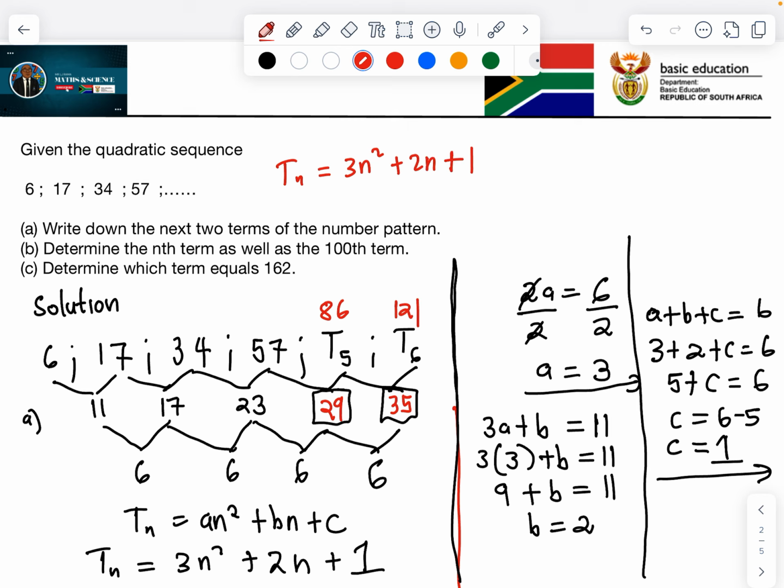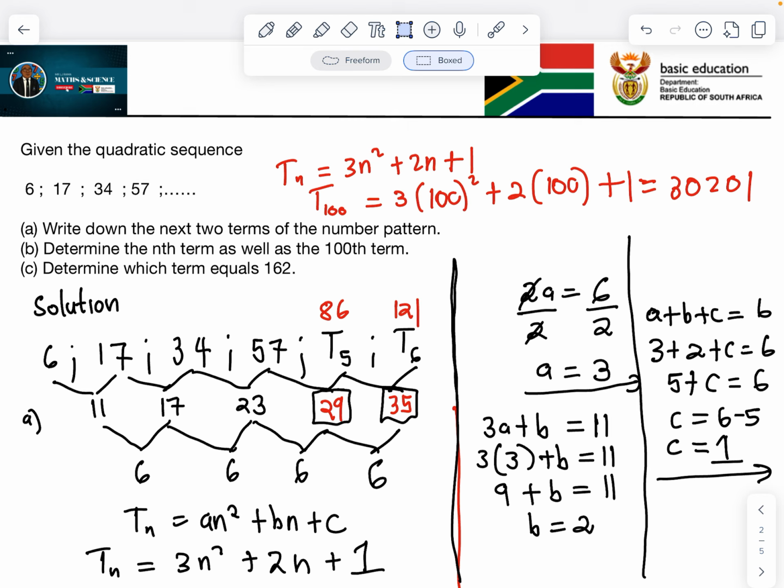Okay. So now to get the 100th term, we're just going to substitute 100 where there is n. So it will be 3 times 100 all squared plus 2 into 100 plus 1. And the answer here is 30,201. So we have answered B. We are done with B now. Now going to C, I'll have to erase here.